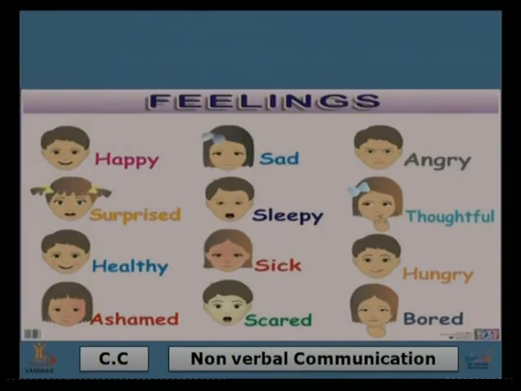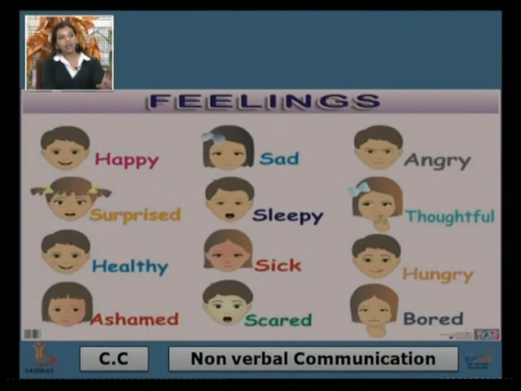These are the various feelings which you can see. Even if it was not written, with the facial expression you could clearly understand that the first guy is very happy, the next girl is very sad, the third person is very angry, the fourth is very surprised, the fifth is sleepy, the next is thoughtful, she's thinking. Another person is healthy. Next, she's sick. If you show your tongue out a little bit while looking at some delicious food, that shows you're hungry. Then expressions of ashamed, scared, and definitely bored.